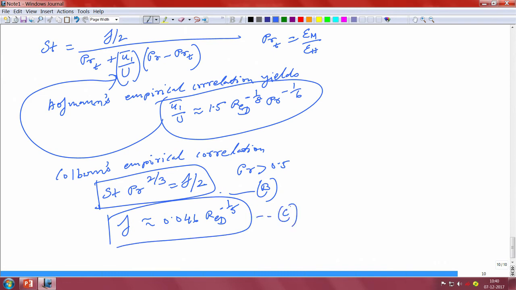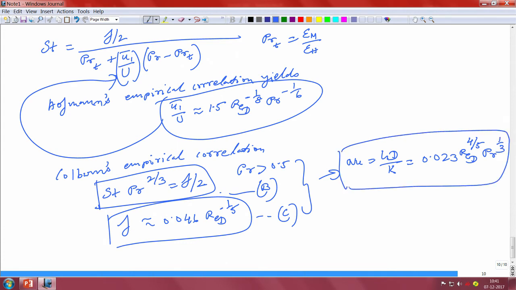Okay. So, combining these two expressions, you can find out Nusselt number, which is hd by k, that will be roughly given as 0.023 Reynolds number to the power of 4/5 and Prandtl number to the power of 1/3. Okay, it holds when Reynolds number is greater than 2 into 10 to the power of 4 and less than 10 to the power of 6. That is where it approximately holds.